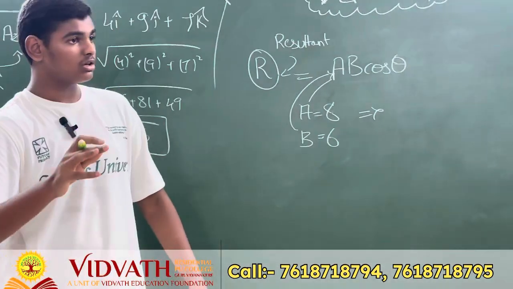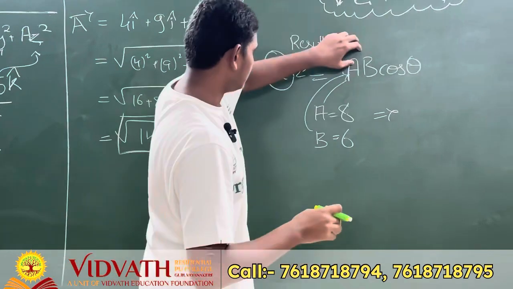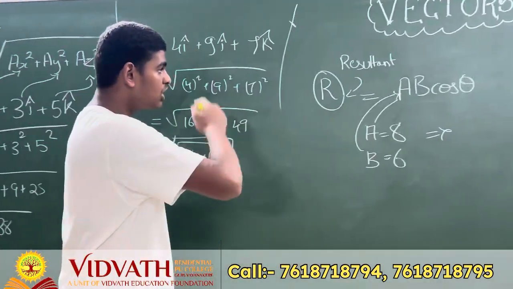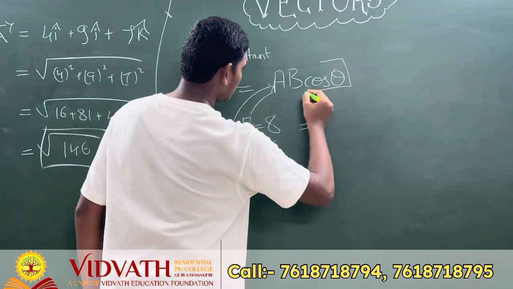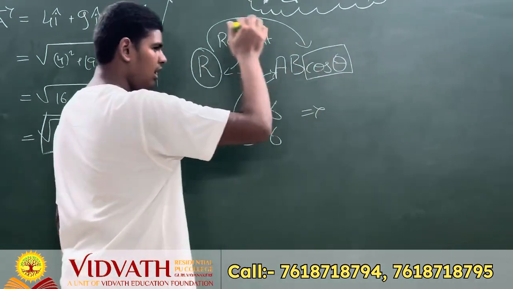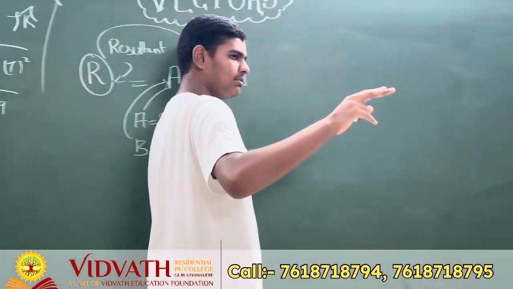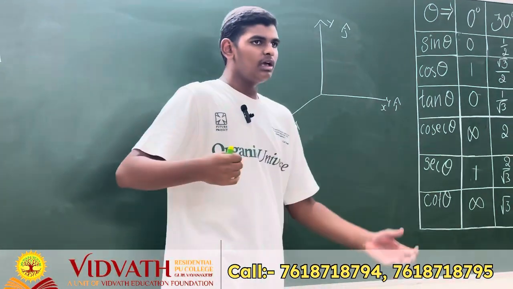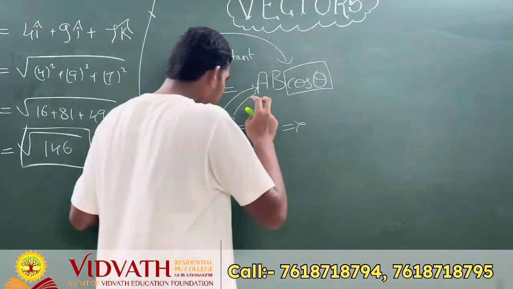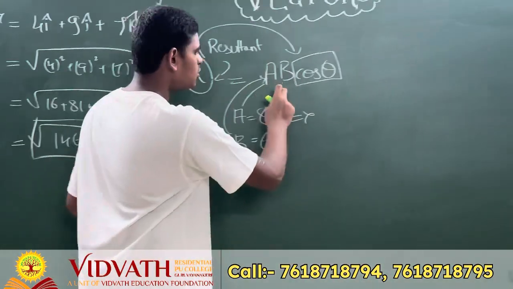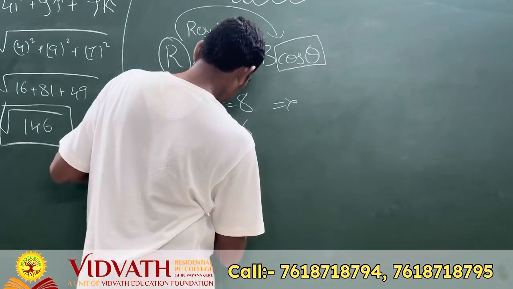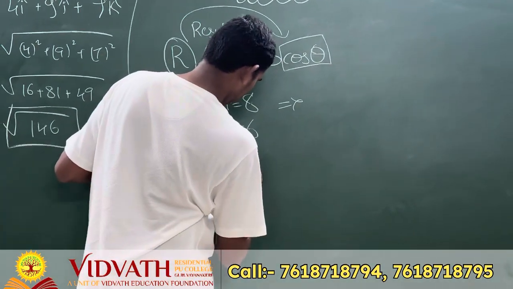There is a catch here. Anybody could easily substitute A 8, B 6, find a solution and run away from there. But the catch here is this part, cos theta. Resultant requires cos theta. Now there are two types of resultant basically, R max and R minimum. That is maximum resultant and minimum resultant. When it comes to these type of cases, we usually find the maximum resultant with the cos theta given. Now, our assigned theta is equal to 60 degree.